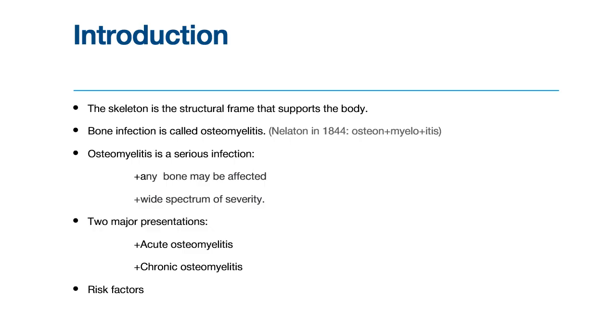There are two major forms of osteomyelitis. Acute osteomyelitis, which presents with pain, fever, and limited function of the affected area. Chronic osteomyelitis that presents subtly with persistent or intermittent bone pain, swelling, and possibly sinus tract formation. Risk factors include trauma, presence of foreign body, orthopedic surgery, and immunosuppression.